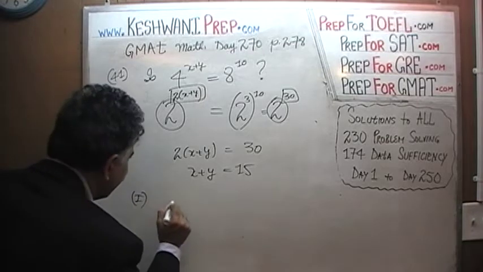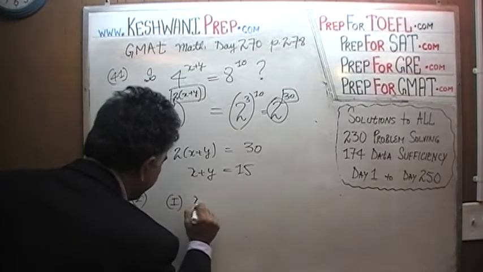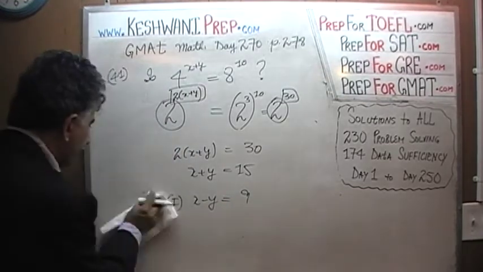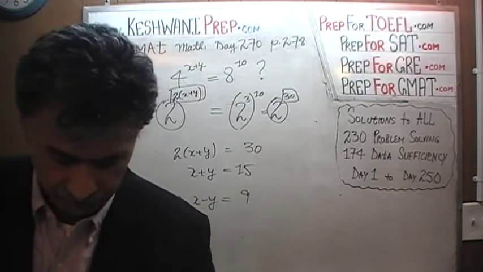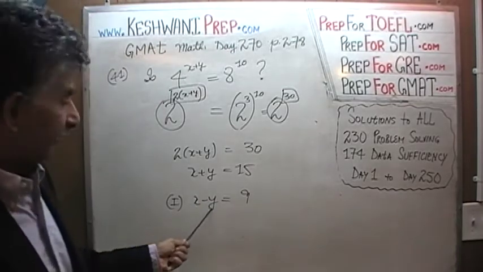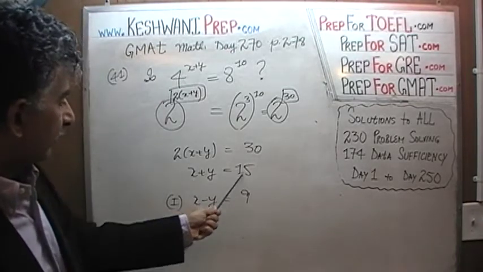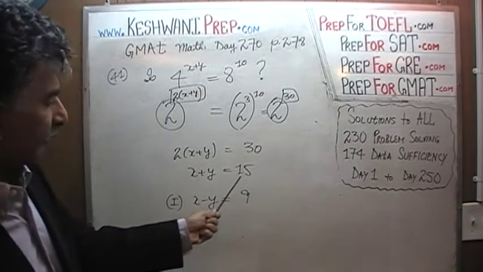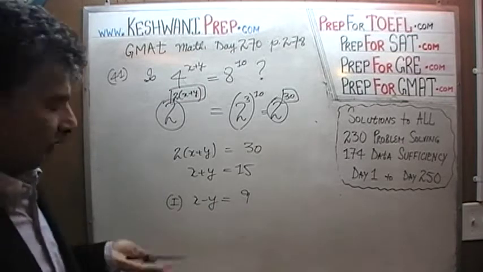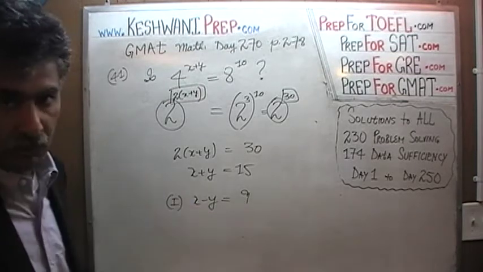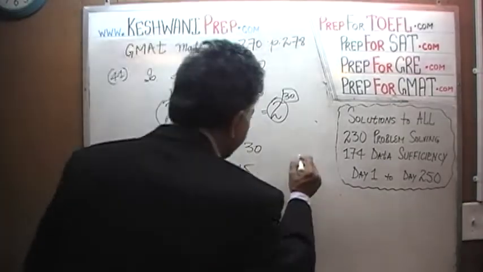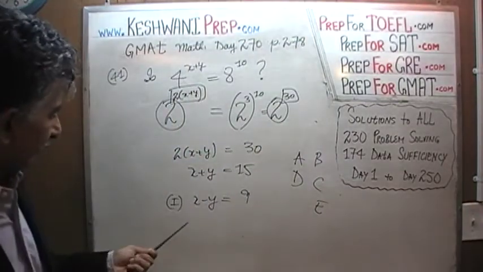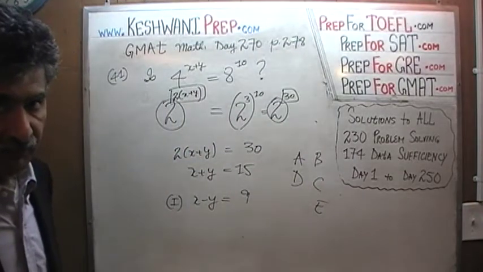In the first statement they tell us that x minus y equals 9. Well, there you go. We have two variables here, x and y. We have two equations here, x plus y equals 15. They tell us x minus y equals 9. Obviously, if we add up the two equations, we end up with 2x equals 24 and x equals 12. Obviously, we can solve for two variables because we have two independent equations, which means AD, BCE, which means the first statement by itself does the job quite nicely.